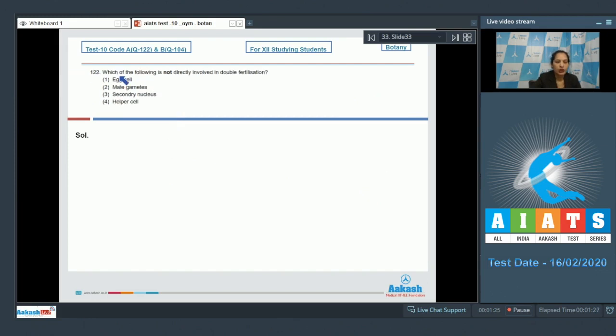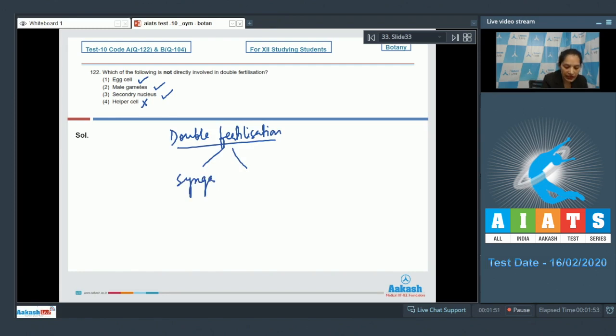Question number 122. Which of the following is not directly involved in double fertilization? Egg cell, it is involved in the double fertilization. Male gametes, yes. Secondary nucleus, yes. Helper cell or the vegetative cell, no. Why? Because what is double fertilization? Double fertilization is syngamy and triple fusion. Syngamy, as we discussed, is the fusion of male and female gamete.